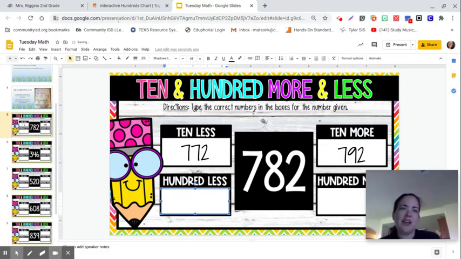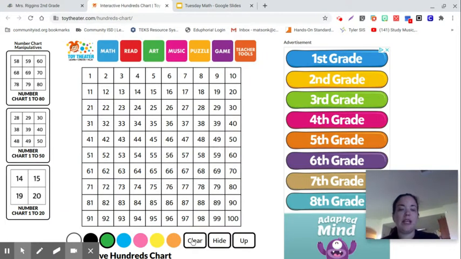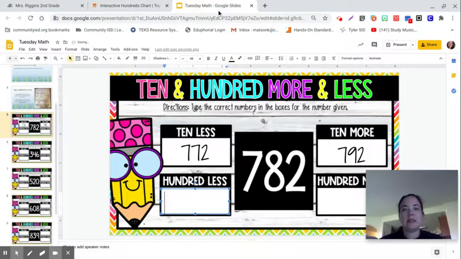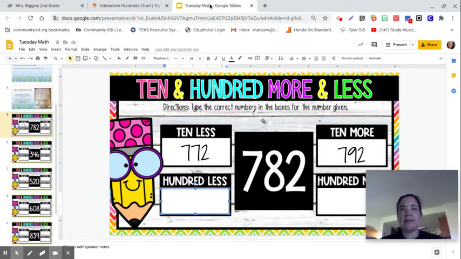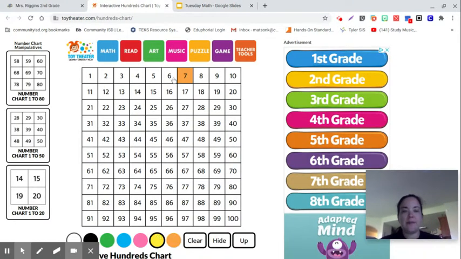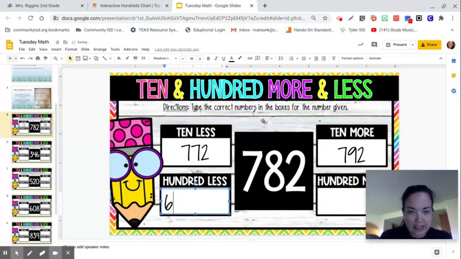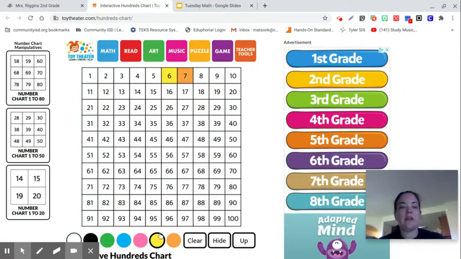Well, how can I use a hundreds chart for that? Well, if you just focus on the one digit that's in the hundreds place, what's the digit that's in the hundreds place in our original number? Yeah, you're right, the 7. So if I highlight the 7, 100 less means smaller. So I'll just look to my left, and we have a 6. So I just change it to 682. There we go.